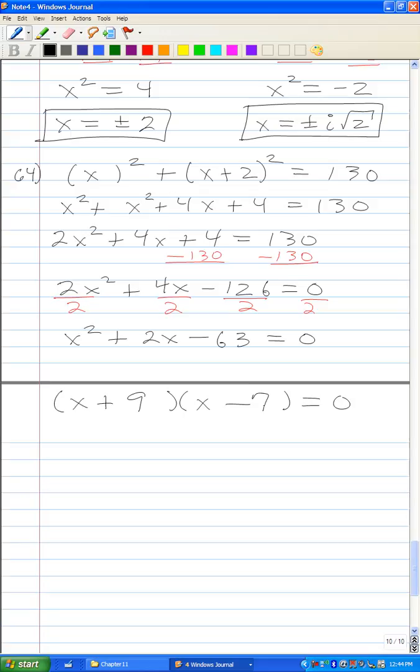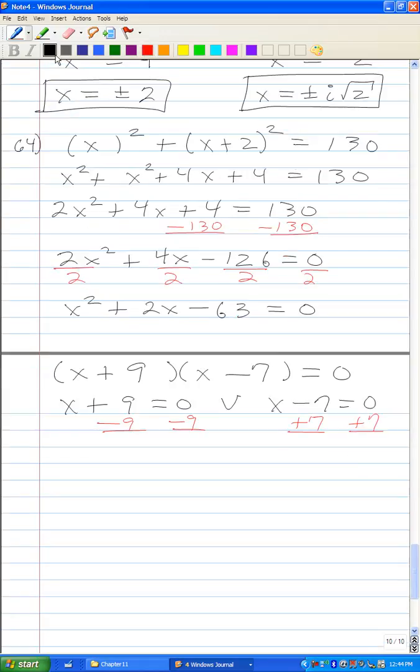Set each factor equal to 0. X plus 9 equals 0. X minus 7 equals 0. Solve for x. Subtract 9. Add 7. So x equals negative 9. X equals 7.